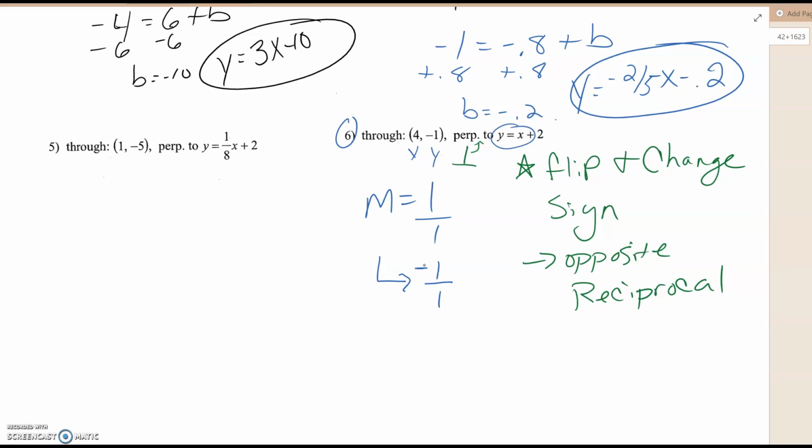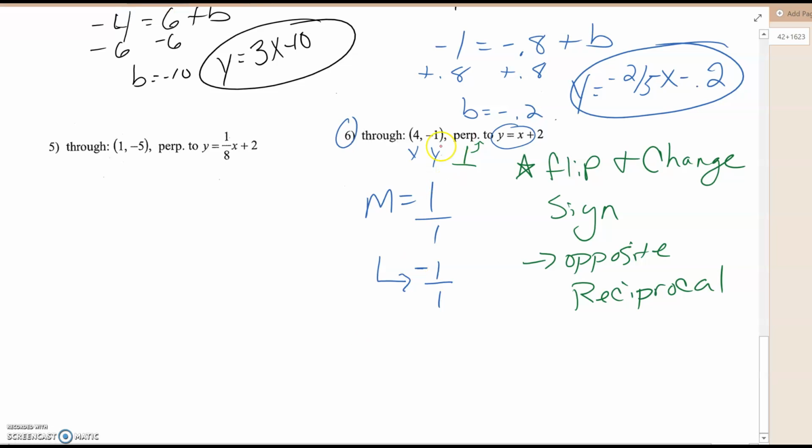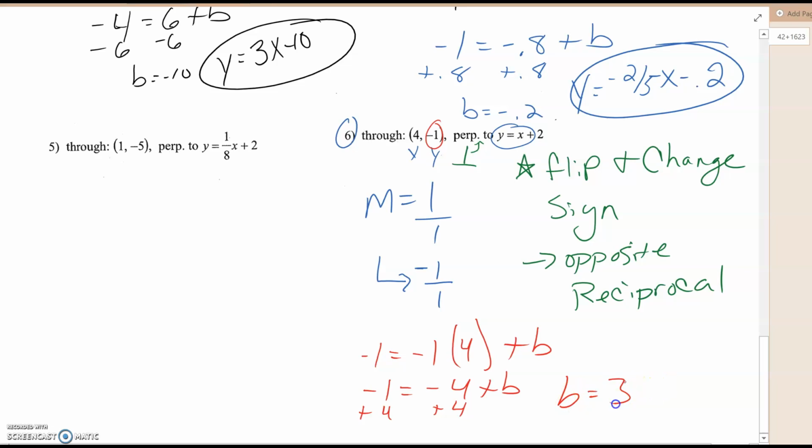But then I can plug it in. My y is negative 1. My m is negative 1 from here. My x is 4 plus b. Negative 1 equals negative 4 plus b. Then I can add it to the other side. So I get y equals negative 1x plus 3.